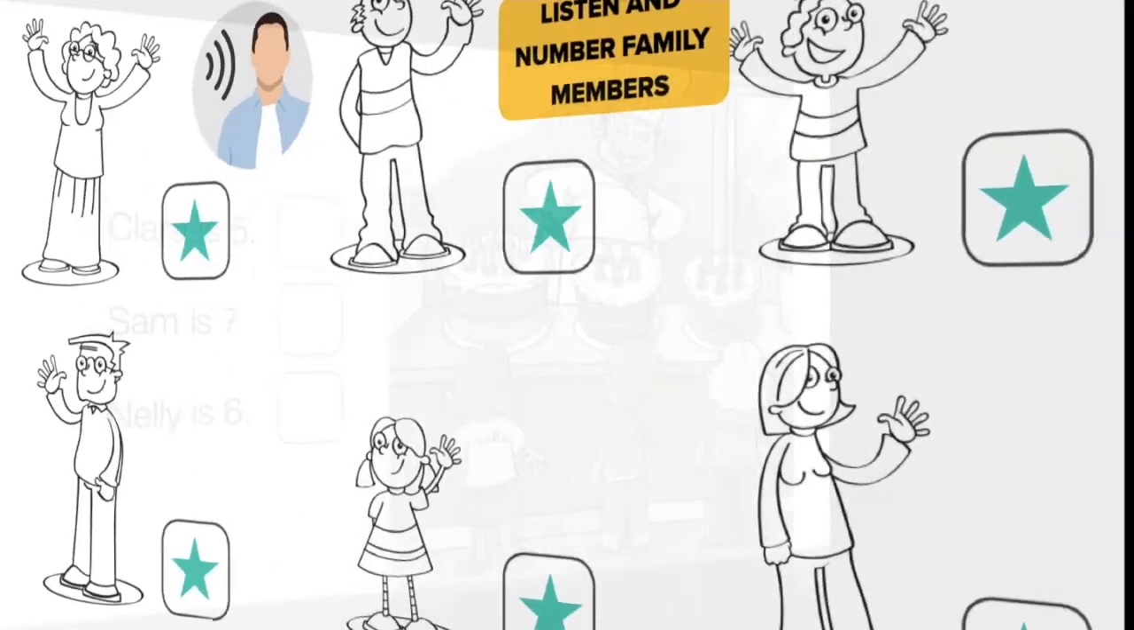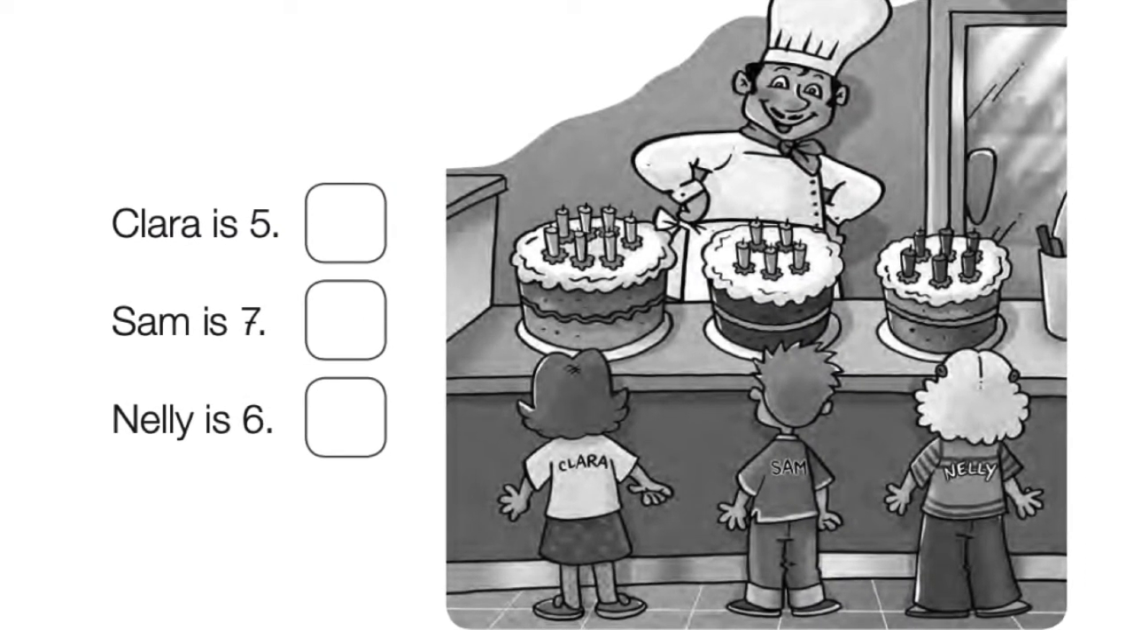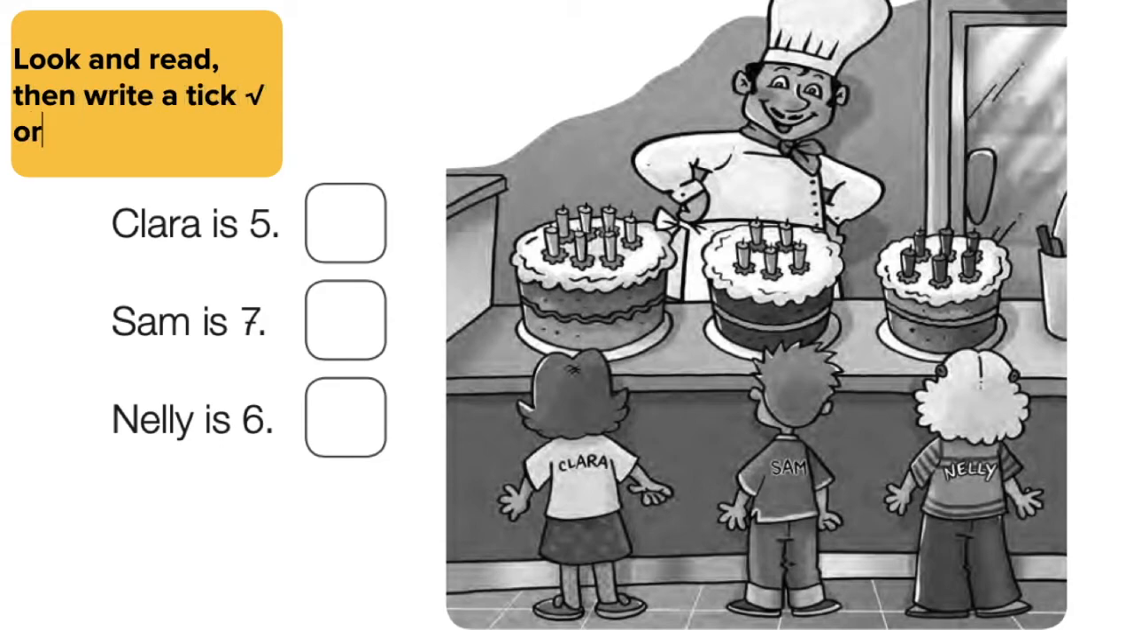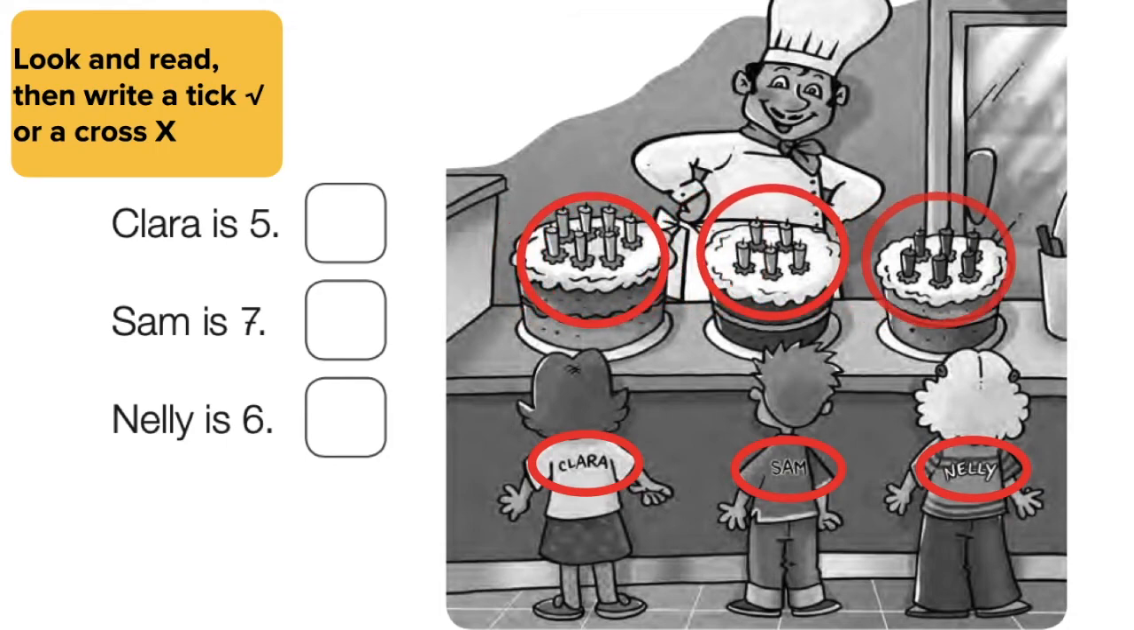In activity number 2, we are going to look at the picture and then ask your parents help you read the name of the kids, counting the candles, and then write and tick the information is correct or a cross if the information is wrong using these spaces.